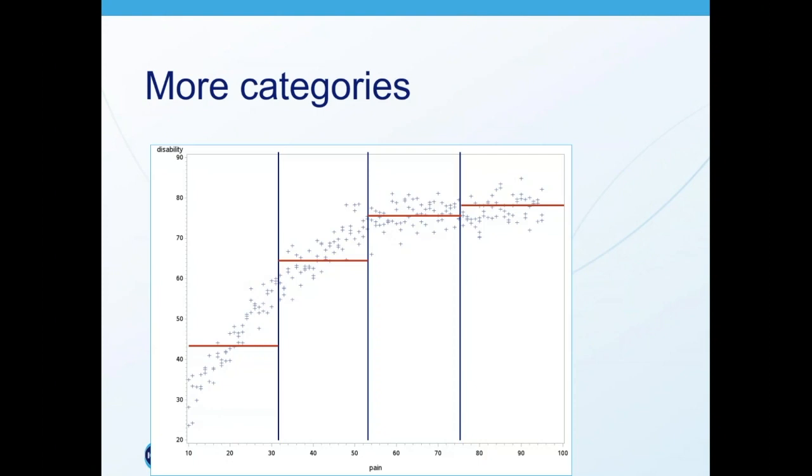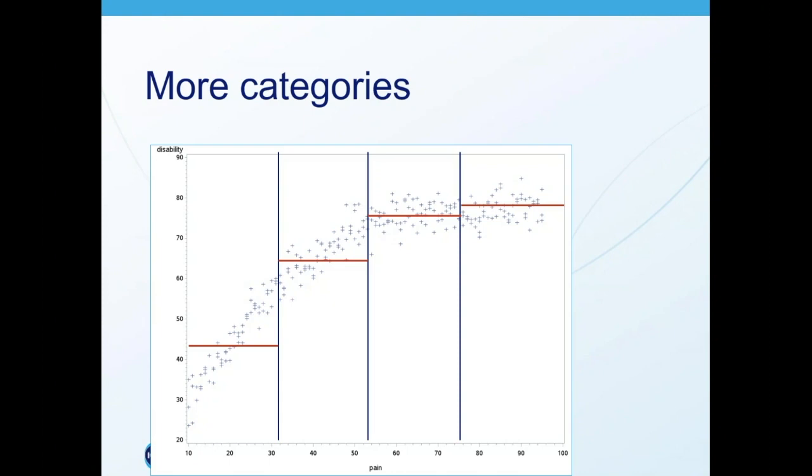So you can have more categories, and if you have more categories, you will, of course, come closer to approximating the shape of the relationship. Again, with no theory to guide where I should take my cut points, I've taken them at the quartiles of the relationship. And I've captured more of the idea of what's going on.